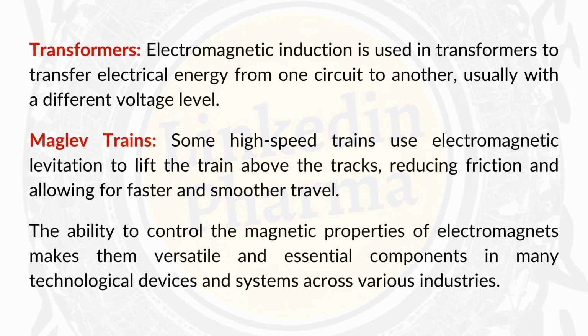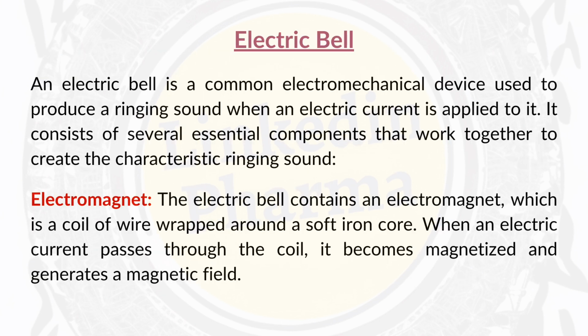Transformers. Electromagnetic induction is used in transformers to transfer electrical energy from one circuit to another, usually with a different voltage level. Maglev trains. Some high-speed trains use electromagnetic levitation to lift the train above the tracks, reducing friction and allowing for faster and smoother travel. The ability to control the magnetic properties of electromagnets makes them versatile and essential components in many technological devices and systems across various industries. Electric bell.